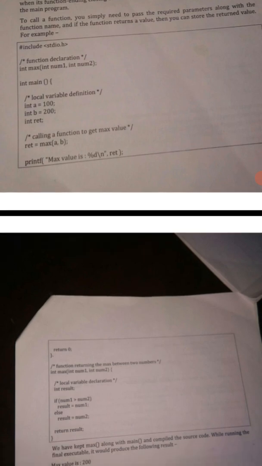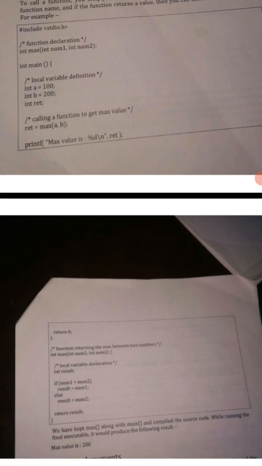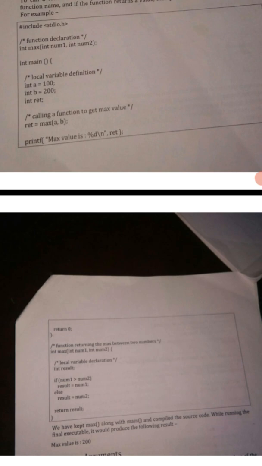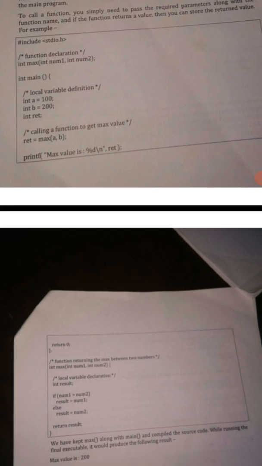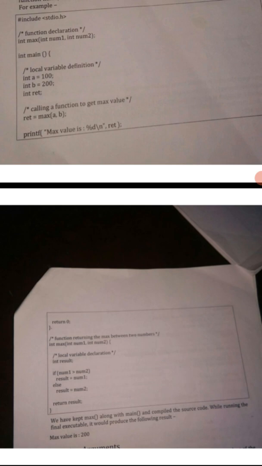See, example. #include <stdio.h>, then function declaration: int max(int num1, int num2). Then the main function, that is int main(): int a = 100, int b = 200, then int rate, calling function to get max value. See, rate = max(a, b), then printf("max value is %d\n", rate), then return 0, close the curly.